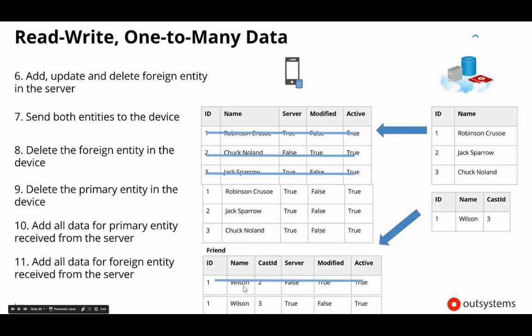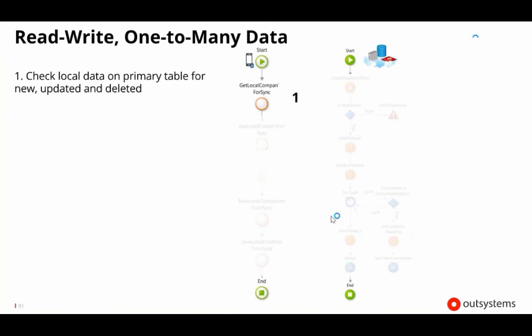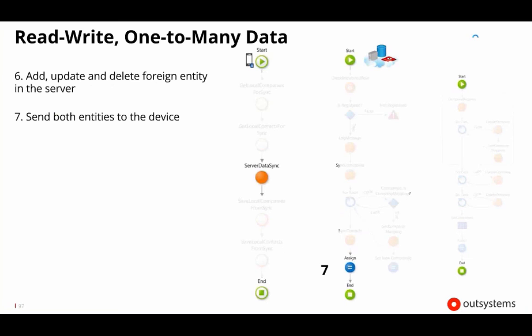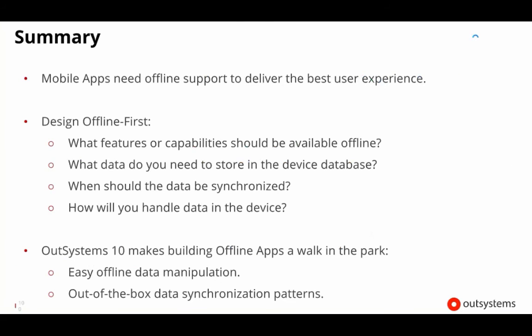So in the end, you can check that we have Robinson, Jack, and Chuck Nolan with the ID 3, and Wilson also with the ID 3. If you see, everything came now from the server, nothing has been modified, and actually nothing has been deleted, but this shows how we can synchronize information that is related as relationships to the server in an easy way. Okay, so this is the way we can do it in OutSystems, and you can look at this. Okay, don't worry about it right now.